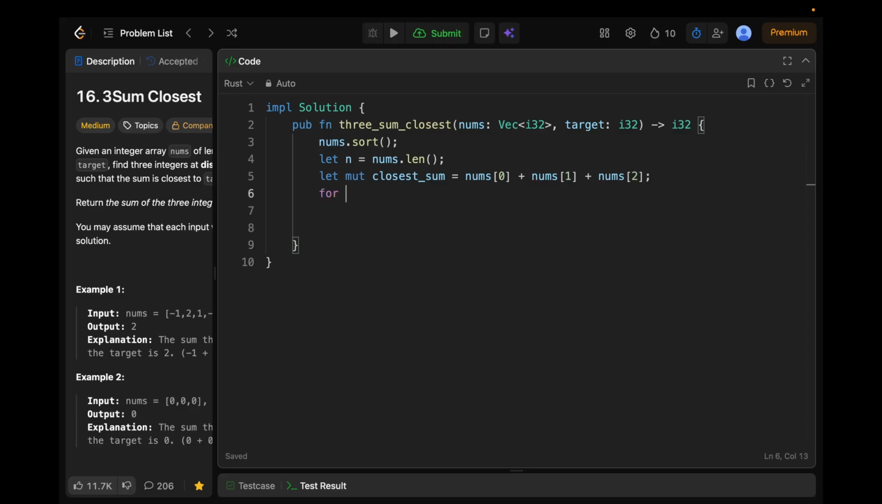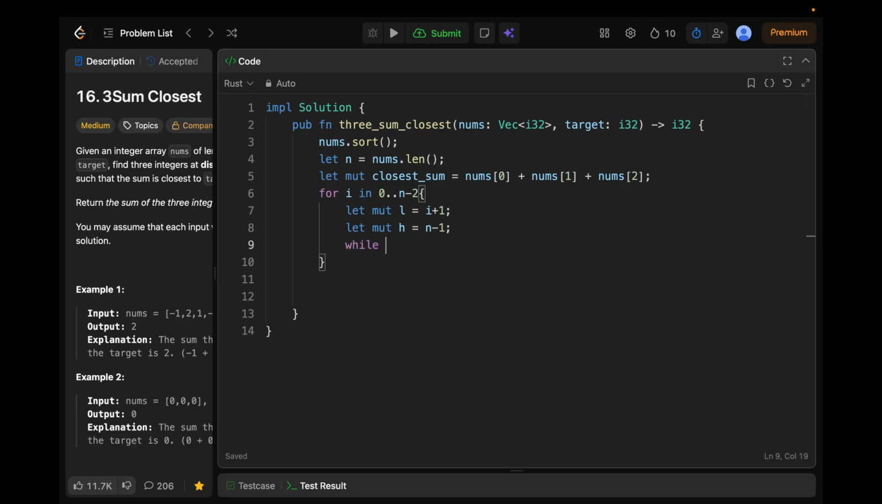Okay, now I iterate over the nums. So I do for i in 0 to n minus 2, so n minus 2 is not included. Then I do let mutable low is i plus 1, and my high, this should also be mutable, and my high is n minus 1.